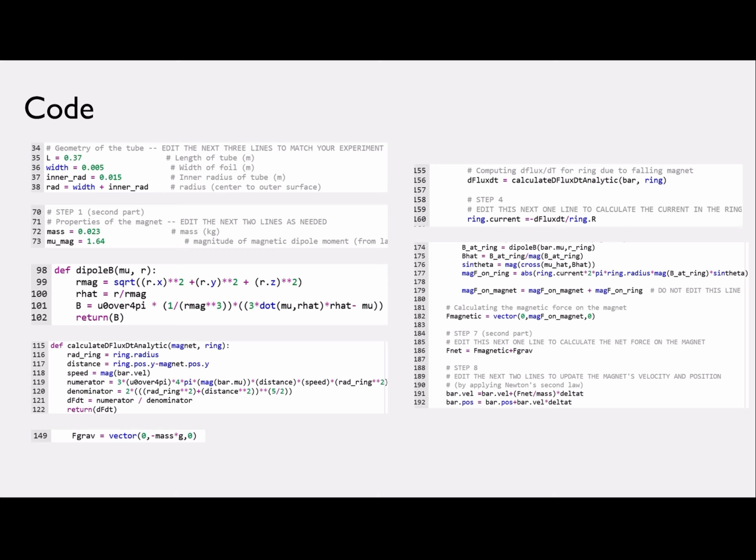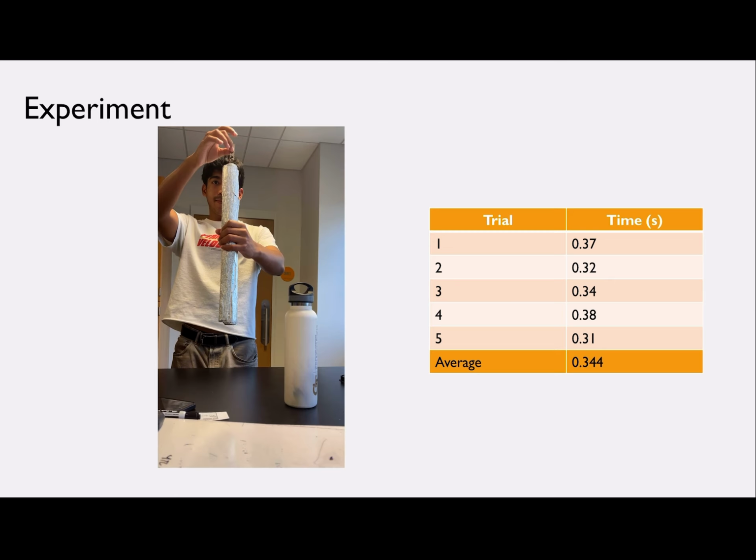Additionally, this is how we computed the B field. It is an iteration, as you can see. So that was the equation that was stated earlier. And then from there, you can find d flux. That's the 115 to 122 lines of code, using the ring radius and the distance. And then you can find the numerator and denominator using the equation mentioned before.